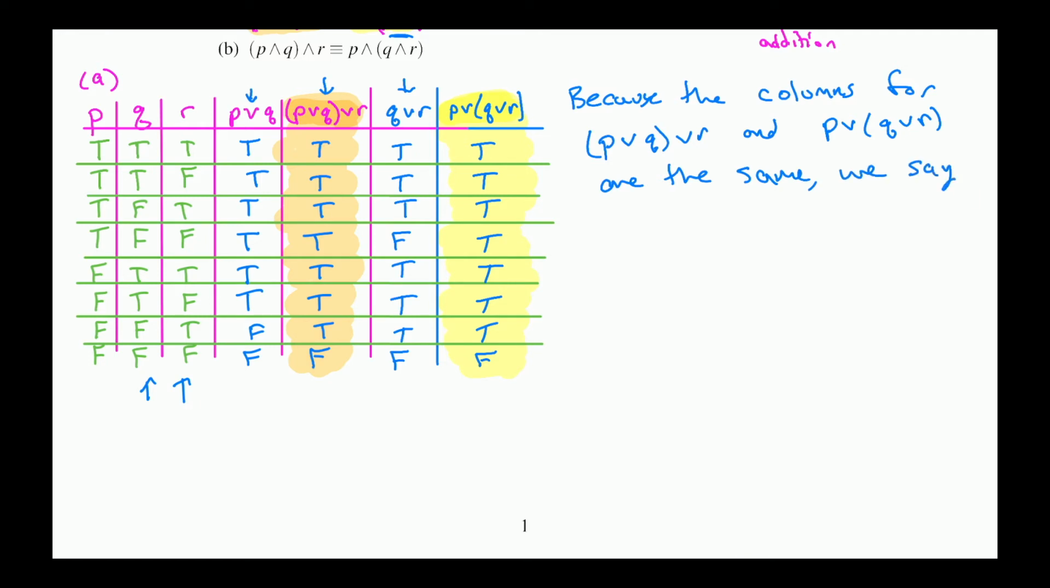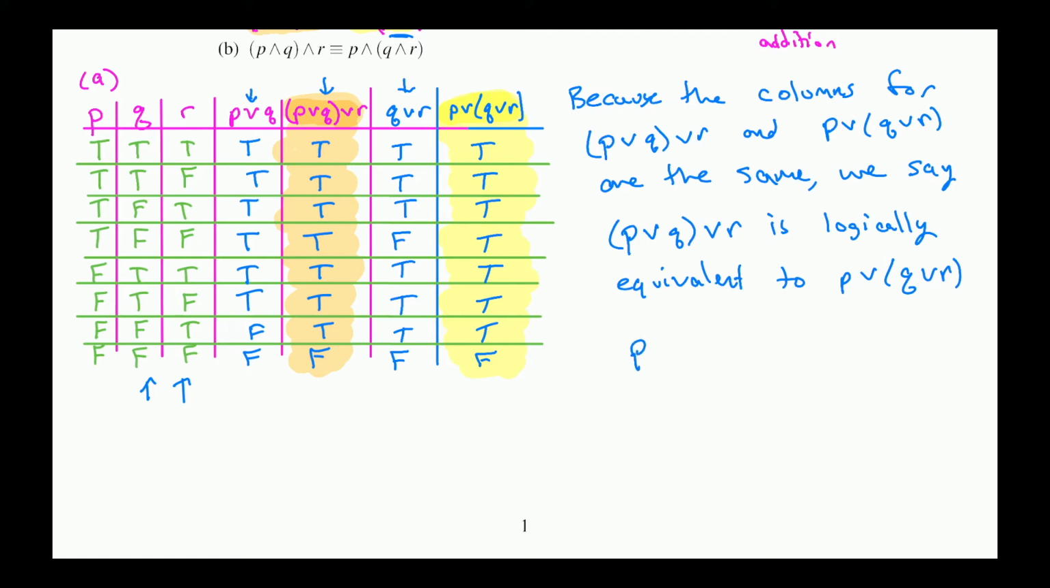we say (P or Q) or R is logically equivalent to P or (Q or R). Or if you want to write the symbols, (P ∨ Q) ∨ R is logically equivalent to P ∨ (Q ∨ R), like that. Okay, so that's how you test logical equivalence. If the two columns are the same, then they're logically equivalent.